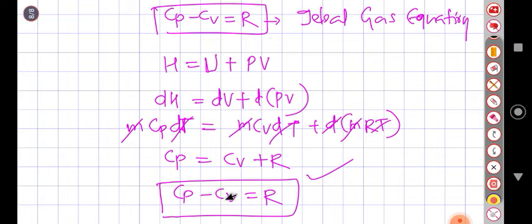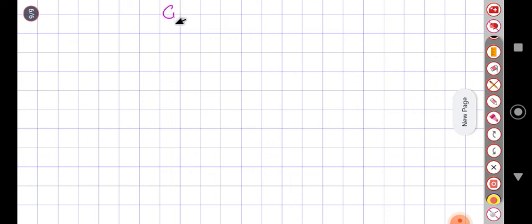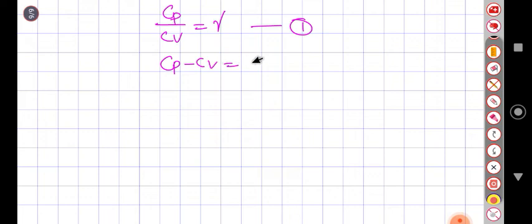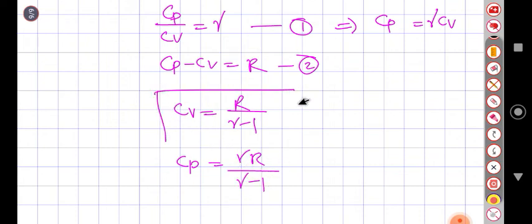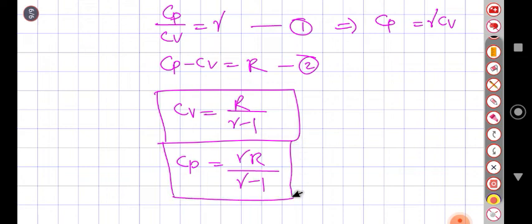Now if Cp minus Cv is equal to R, then we have two equations. The first one is Cp by Cv is equal to gamma, this is equation number one, and Cp minus Cv is equal to R. This is my second equation. So from this I can write Cp is equal to gamma times Cv. From this I will extract the value of Cv is R upon gamma minus 1, and the value of Cp is gamma R upon gamma minus 1. These are the important relations which you have to keep in mind.